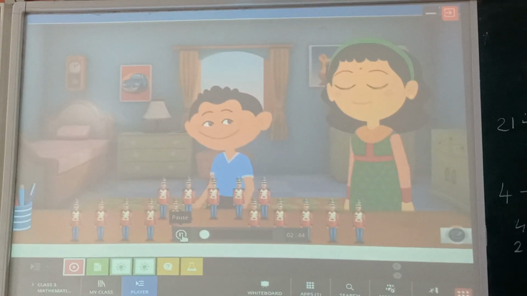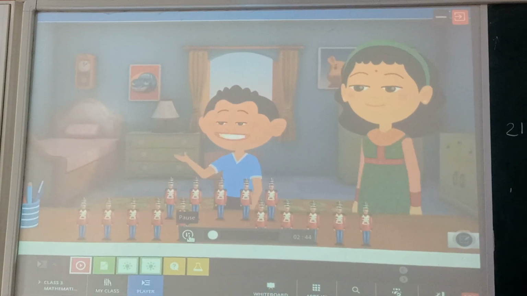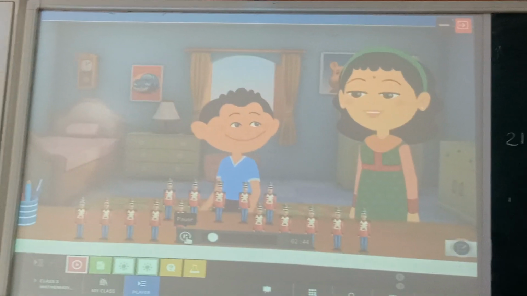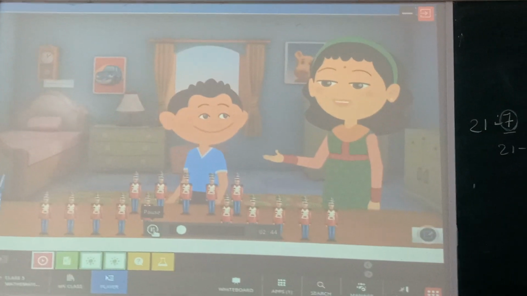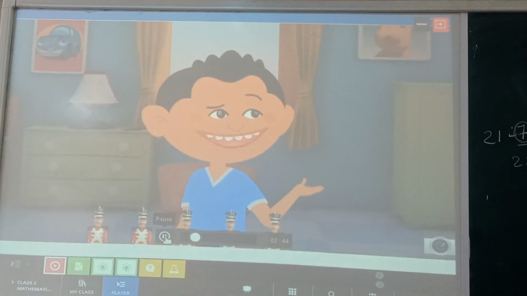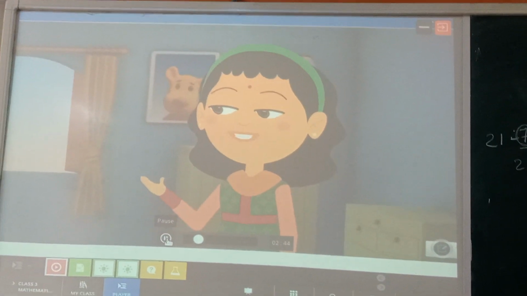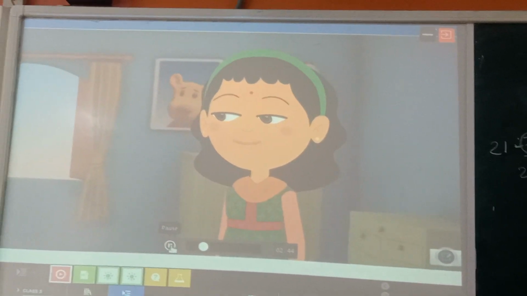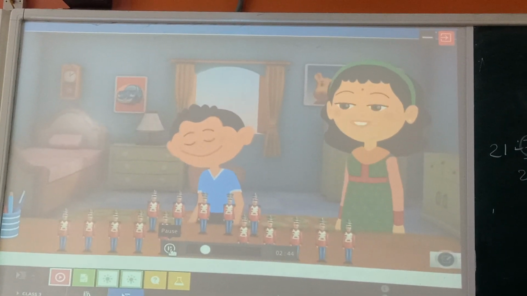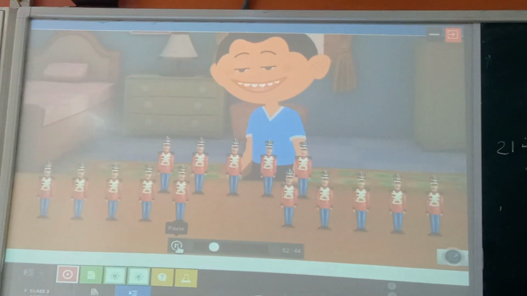Yes, Asha. Look, I have divided these 15 soldiers into 3 groups. Ah, so you have learned division. All the more reason you should memorize those multiplication tables. What do multiplication tables have to do with division? Well, there is a relation between multiplication and division. Let's see how many soldiers you have in each group. Each group has 5 soldiers.